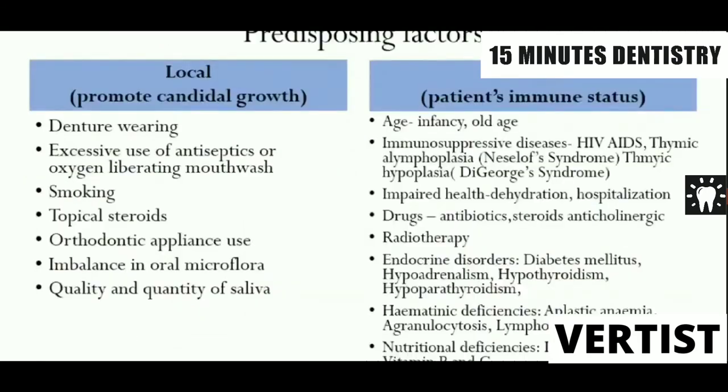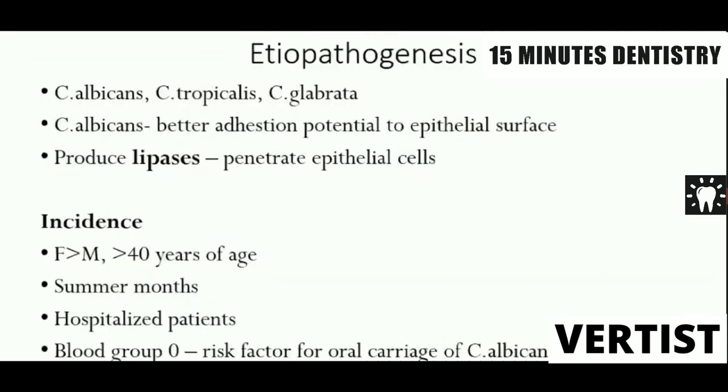Now you can classify the predisposing factors as local and general. Local could be dentures, usually ill-fitting dentures, excessive use of topical steroids or antibiotics, smoking, orthodontic appliances, any imbalance in the oral microflora, xerostomia or excessive salivation. General can be infancy and old age, immunosuppression, drugs, systemic antibiotics and steroids, radiotherapy, endocrine disorders, hematinic deficiencies, or any nutritional deficiencies that can contribute to oral candidiasis.